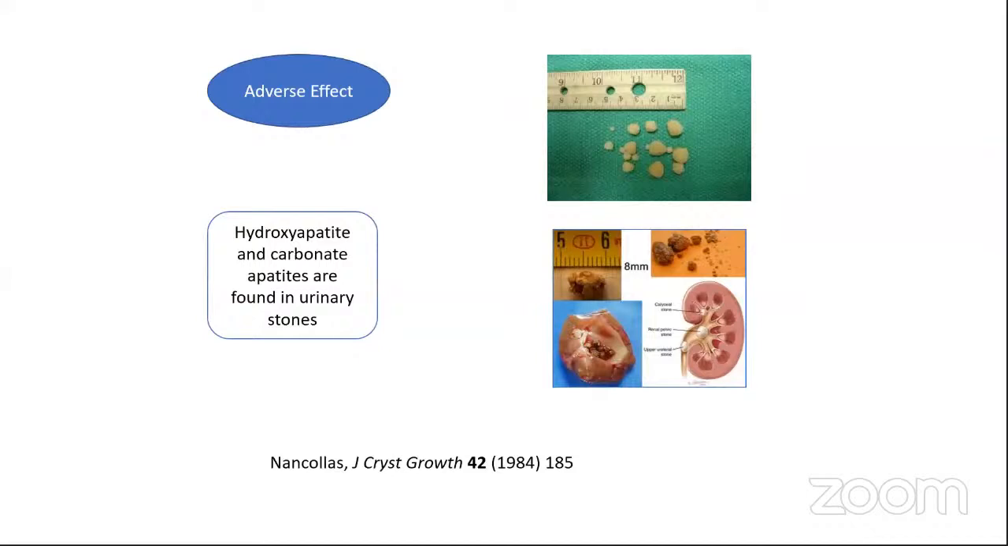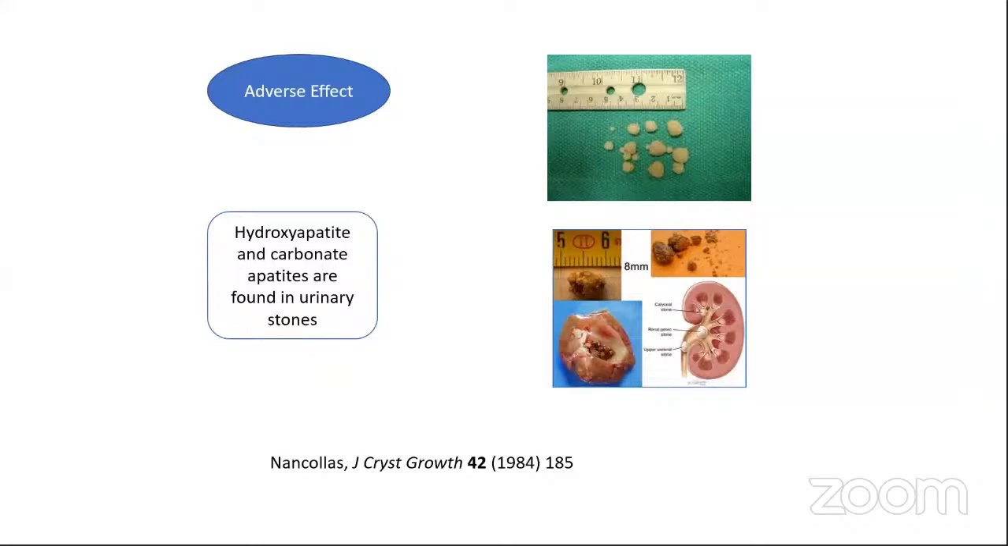Now, one more adverse effect: hydroxyapatite and carbonate apatites are found in urinary stones. Many people in our society are suffering from urinary stone problems, and these are due to bad drinking water. That is why many minerals are deposited in our urinary system and ultimately cause urinary stones. Hydroxyapatite is one of the components in urinary stones. Again, I have cited the reference regarding hydroxyapatite deposition in the kidney or urinary system.